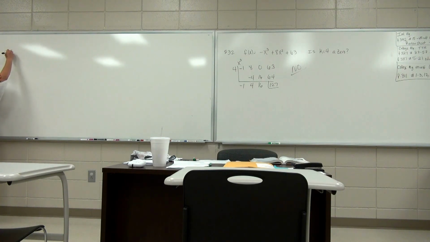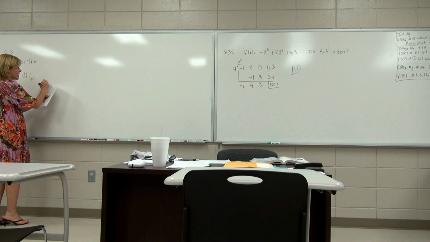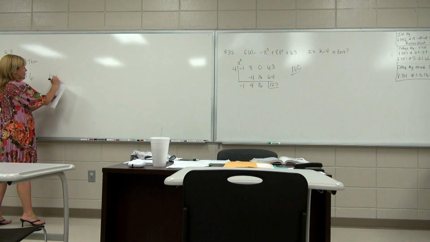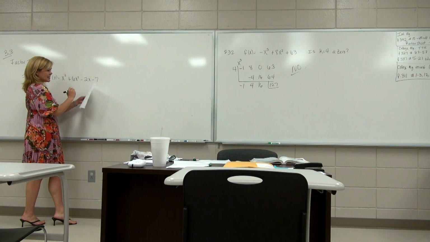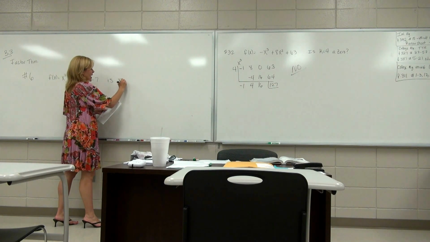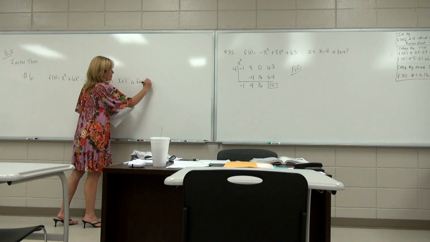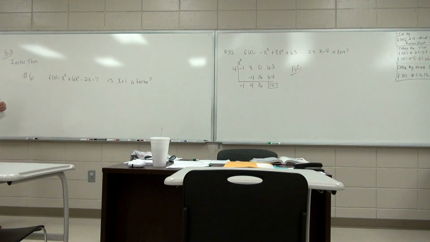Alright, now this is that 3.3. This is where we talked about that factor theorem that I just gave you that we're already actually doing, where it says if your remainder is 0, then x minus that number is a factor. So I'm going to give you 2 examples here. This is number 6. You're given f of x is equal to x cubed plus 6x squared minus 2x minus 7. And then you're asked, is x plus 1 a factor? Once again, this is going to be a yes or no. It's the same thing we've been doing, but it's giving it to you in factored form versus just k equals.